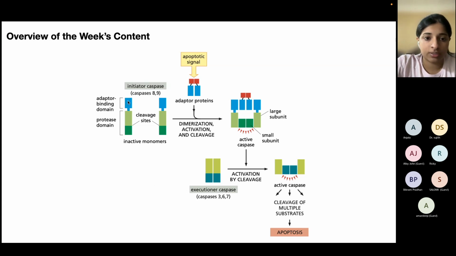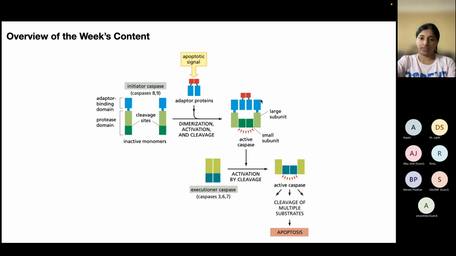In initiator caspases, all caspases in general have an adapter binding domain and a protease domain. These proteases are able to cleave other proteins further down and mediate various functions. The adapter binding domain will bind to the adapter protein upon presence of an apoptotic signal. Otherwise, this won't be present. Upon the presence of the apoptotic signal, the adapter protein binds and the caspases dimerize.